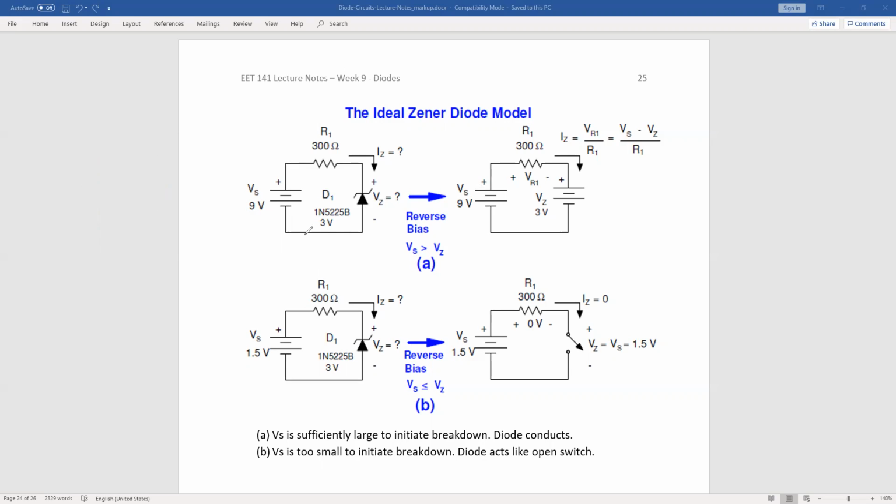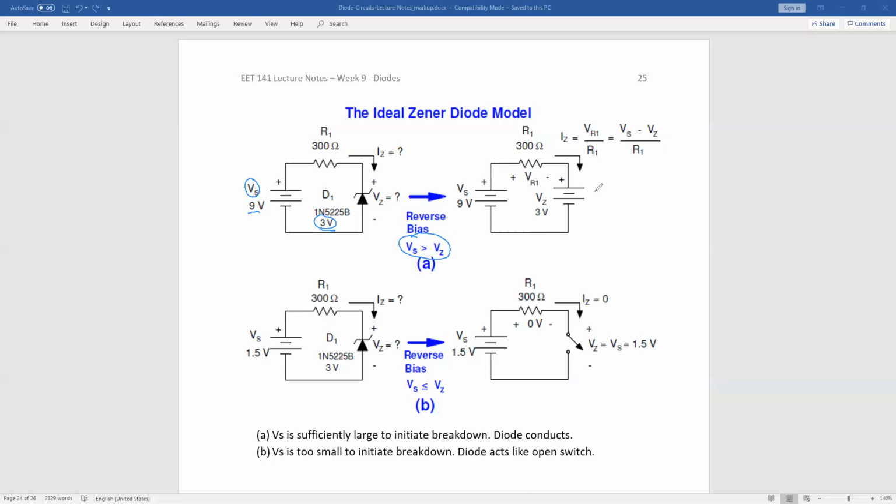Okay, so we have a 9-volt source right here, and we have a 300 ohm resistor. We have the Zener diode. This is a part number for a Zener diode. And this right here is the breakdown voltage for this particular Zener diode. In order to know if current is going to flow, we need to see if our voltage source is greater than our Zener diode breakdown voltage. First, we see if it's in reverse bias, because that's where we want a Zener diode to be in order to have current flow. And then we need to see if that voltage source is greater than the breakdown voltage. And this is 9 volts, which is obviously greater than 3 volts. So yes, we're going to have current flow through this circuit.